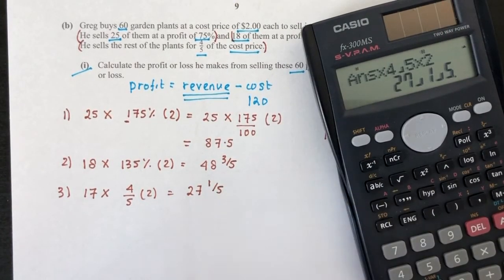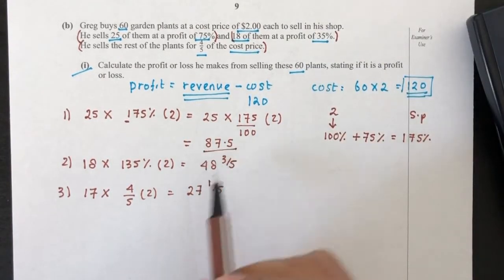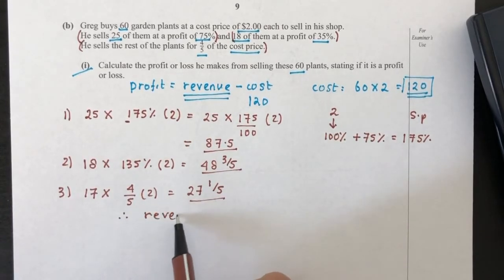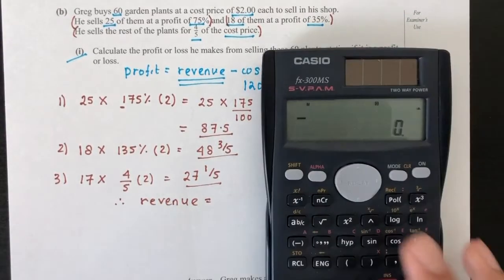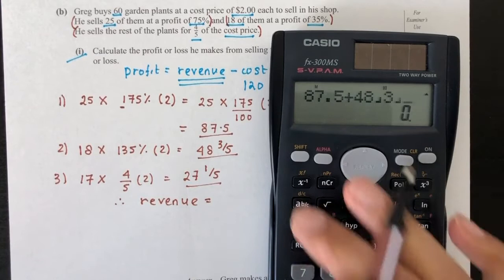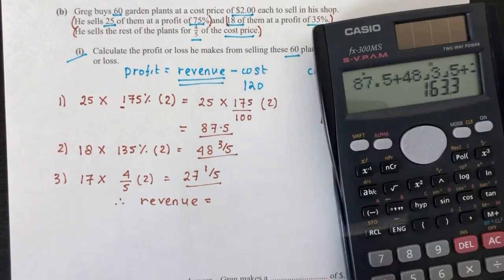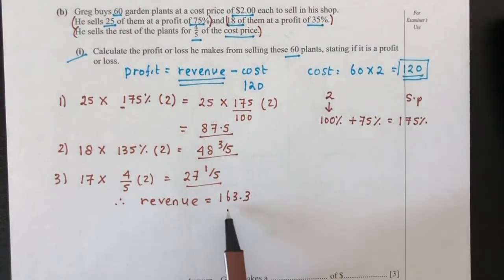1 over 5. Now let's see what is his revenue. So we have to add this, this, and this. So revenue will be what? 87.5 plus 48.3 plus 27.2. That should be 163.3. That is his revenue.